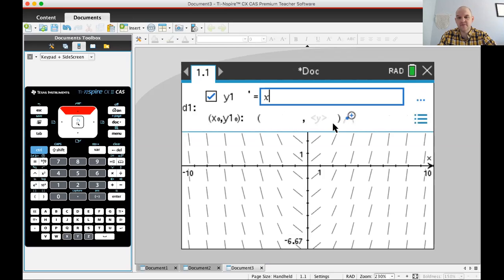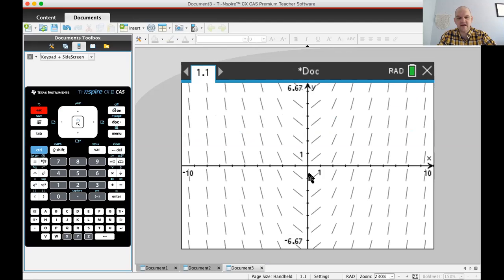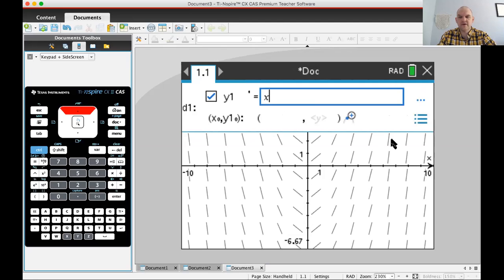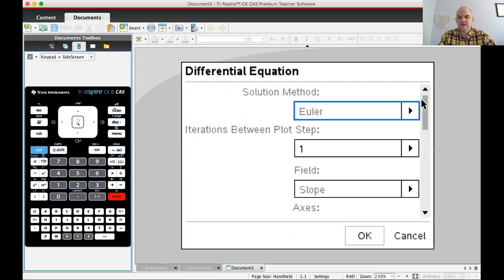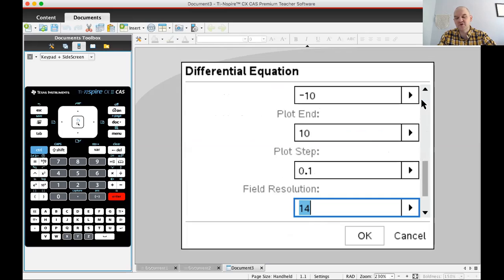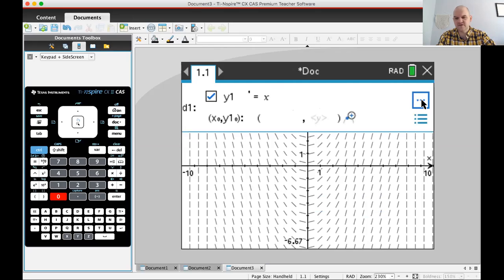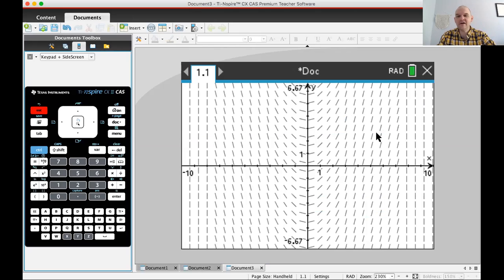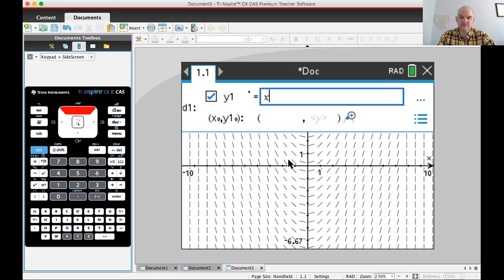It doesn't look great. If you go back up, so I press tab and then I arrow up. And if you go over to the 3 dots, which I think you can hit tab and enter, it will open this up. You don't want to mess around with this or this or this or that or that. What you do want to mess around with is field resolution. I always turn it to 30 and then just press enter. And now it looks a lot better. Okay, so this will give you a better looking slope field.